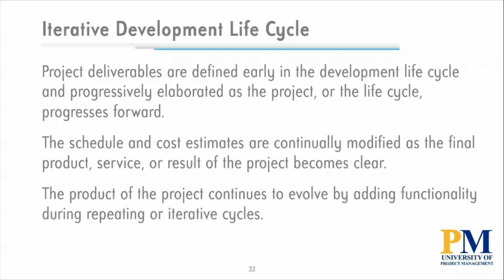The iterative development life cycle says, look, project deliverables are defined early in the development cycle and progressively elaborated as we go forward, progressive detailing. The schedule and cost estimates are continually modified as the burn down of the scope occurs and the end of the project comes into focus. The product of the project continues to evolve because we're continually adding functionality during these little sprints.